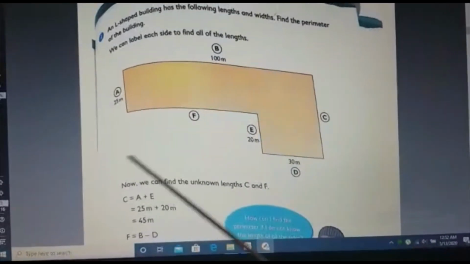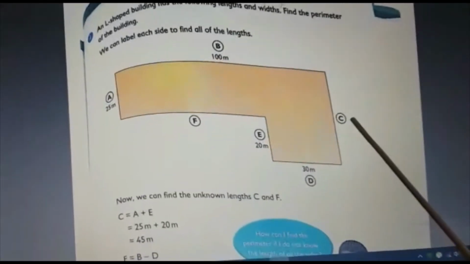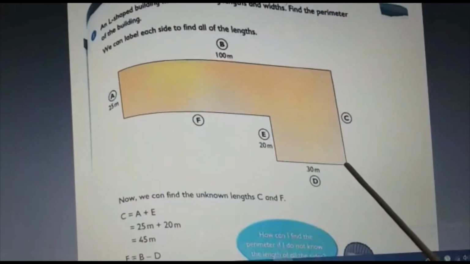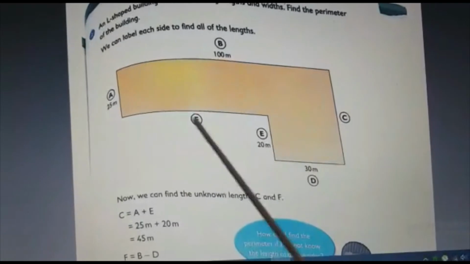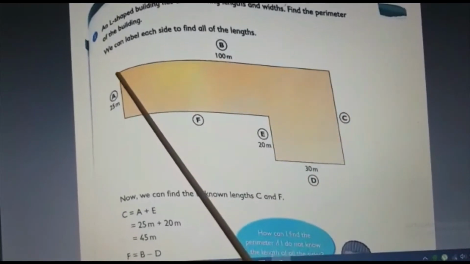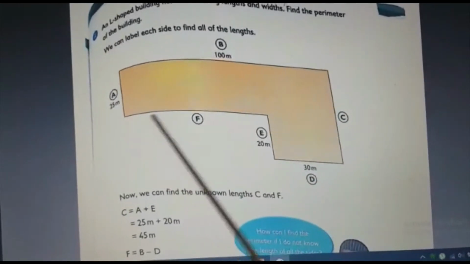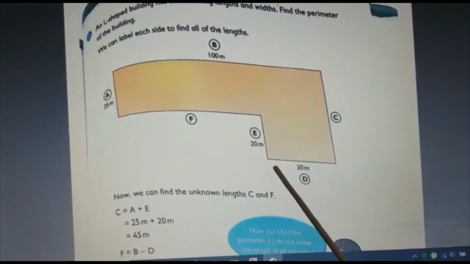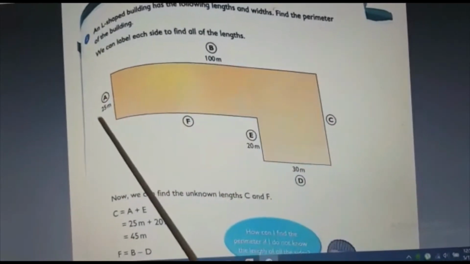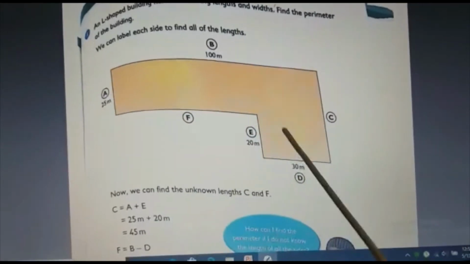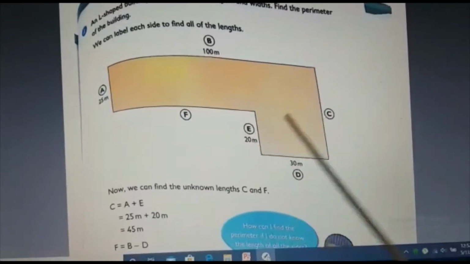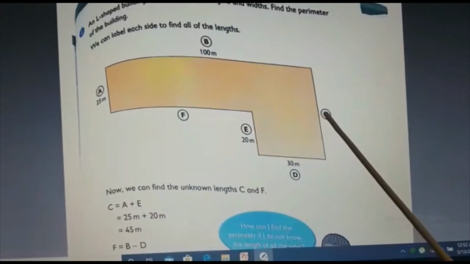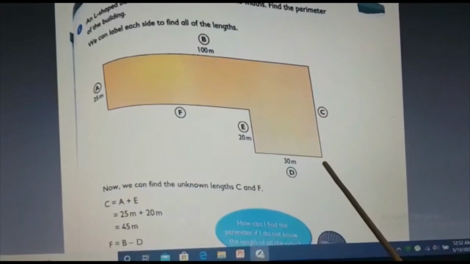So look at this figure and tell me what will be C. Look, C means from here till here, is it? So from here till here means what? It is the combination of from here till here, that means up to here, then from here till here, is it? That is the length. How much is this? It is 25 meter plus 20 meter. Is it clear? Because this straight line means we are breaking the line. Here we are breaking at 25 meter and then 20 meters also.